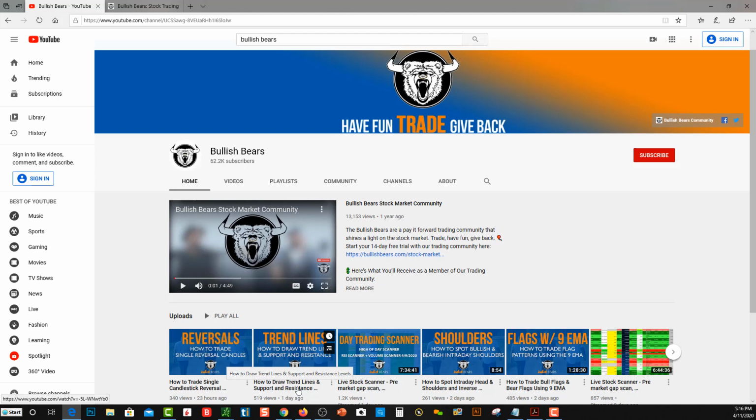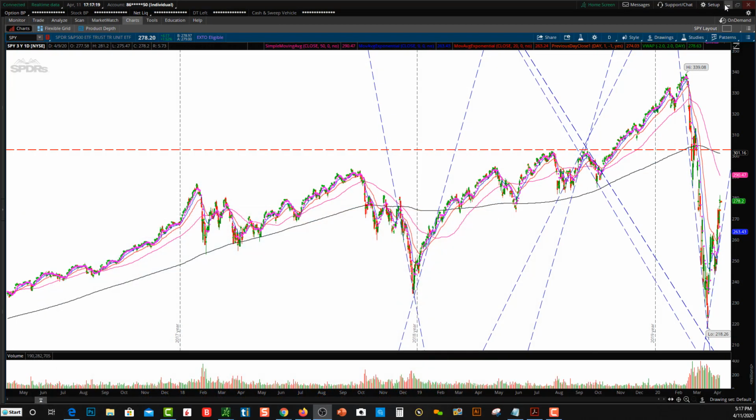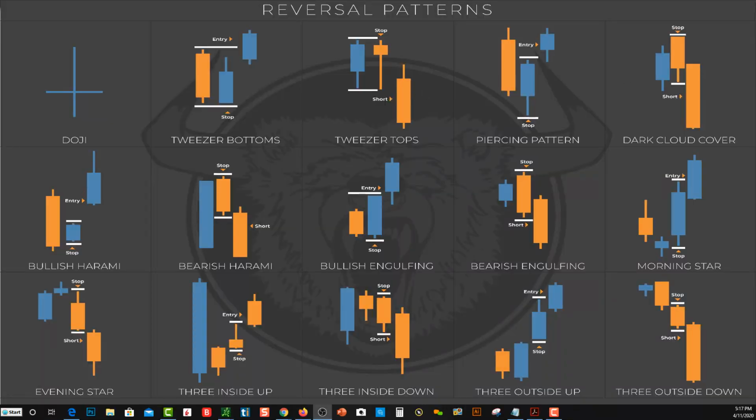Or the newer way to do it. And then you'll see right here, there was the how to trade single reversal candles. So this kind of led you up. This video led you up to today's video, which is on star patterns, morning and evening stars. What I showed you yesterday on single reversals is what led up to this video.